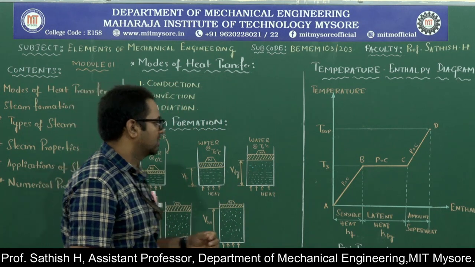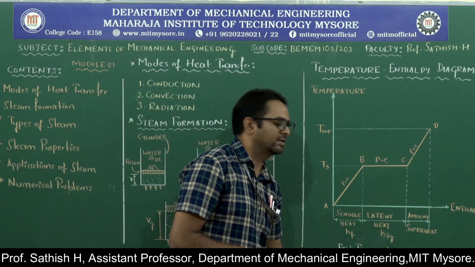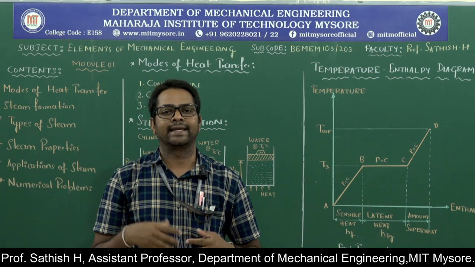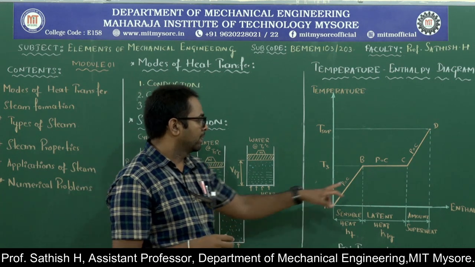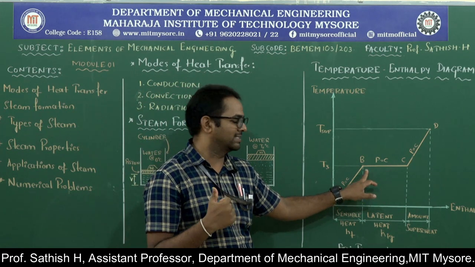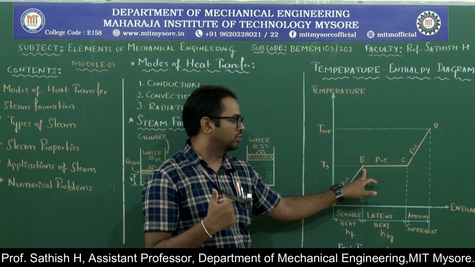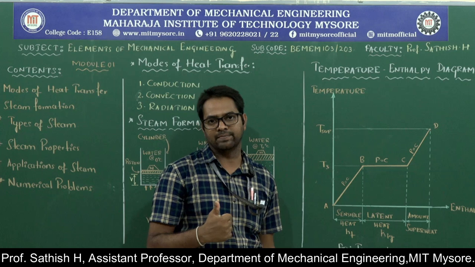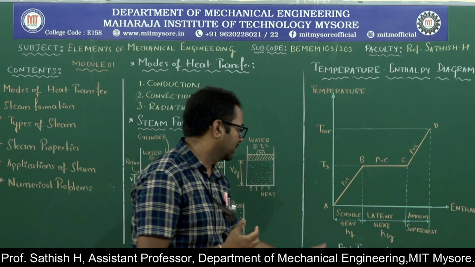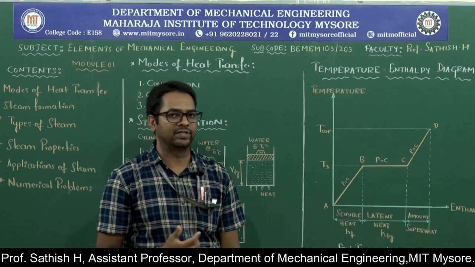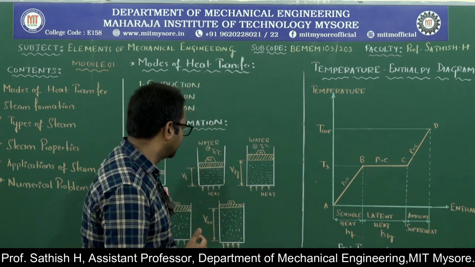And then we have something called the latent heat. What do we mean by latent heat? It is the amount of heat supplied to convert the water at saturation temperature to dry saturated steam, which is also at the saturation temperature. That is called the latent heat, which is represented by hfg.